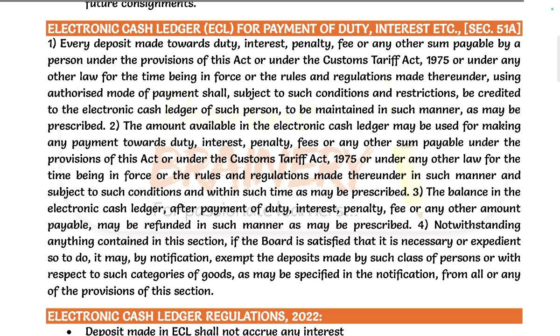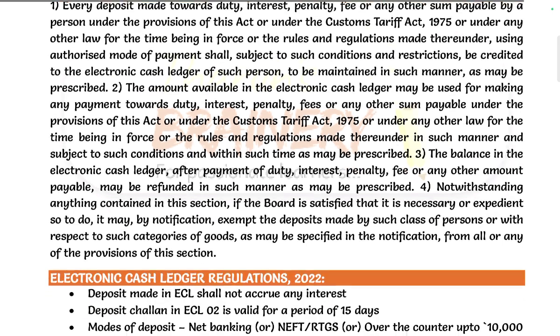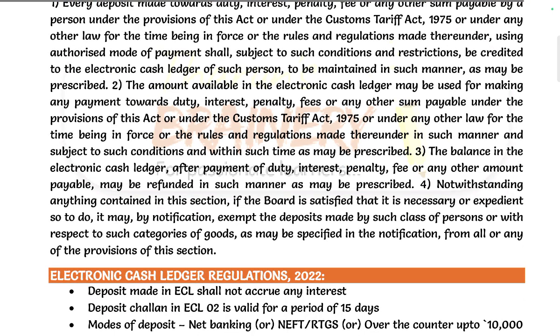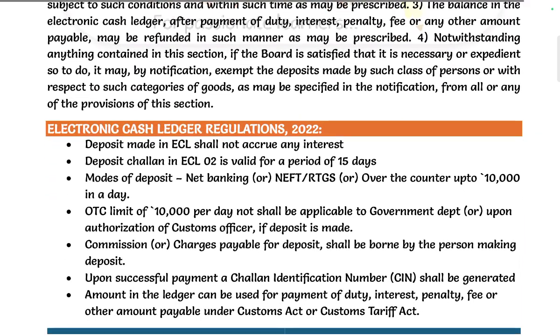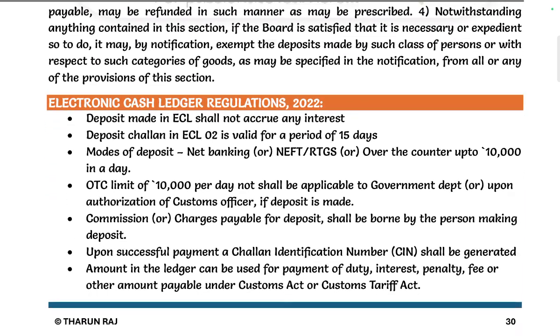Notwithstanding anything contained in the section, if the board is satisfied that it is necessary in the public interest, it may by notification exempt deposits made by a class of persons or in respect of a category of goods as may be prescribed. Electronic cash ledger regulation, section 22: deposits made in the electronic cash ledger shall not accrue any interest. A deposit in the electronic cash ledger is valid for a period of 15 days.